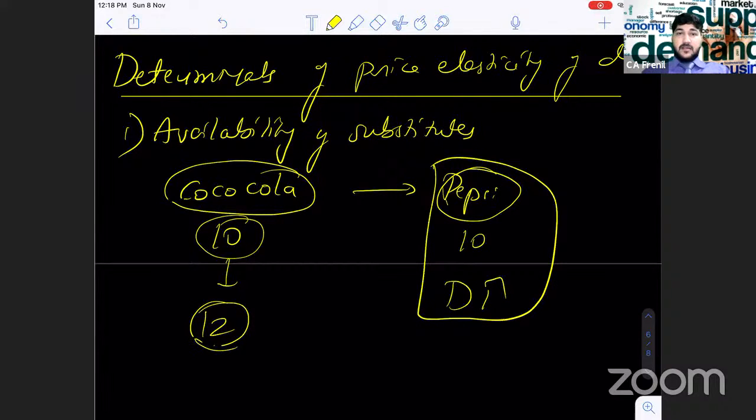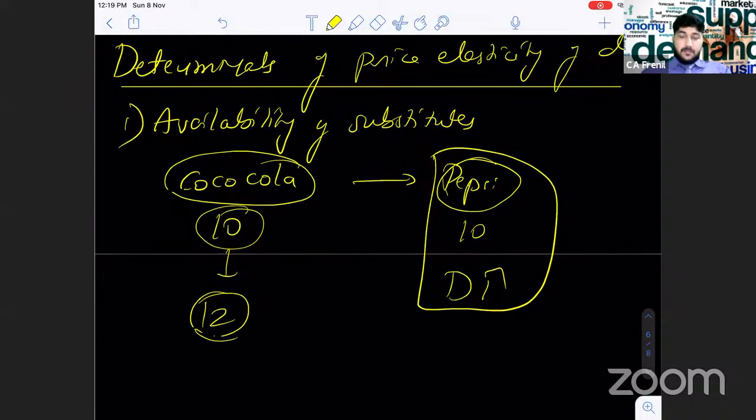How much elasticity there is, is highly dependent upon the availability of substitutes. For example, what is the substitute for electricity? There is no substitute for electricity. So even if the price increases, you have no other option but to consume it. In other cases there are substitutes, and when there are substitutes, there will be a lot of elasticity.